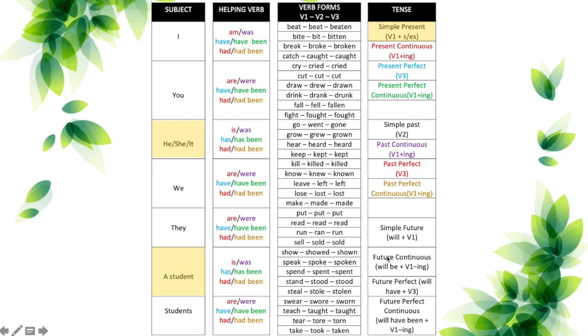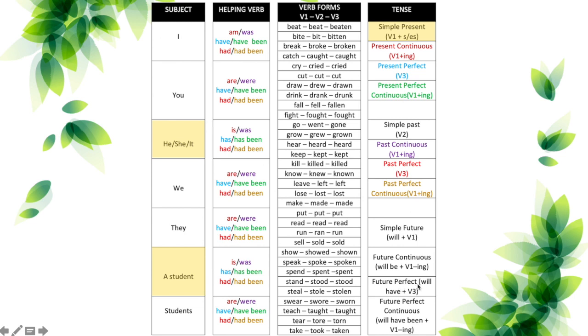Future continuous, it is will be plus V1 plus ing. So break will become breaking, and you just have to use the helping verb will be. So I will be breaking, you will be breaking, he will be breaking, she will be breaking, it will be breaking, we will be breaking, they will be breaking, a student will be breaking, students will be breaking.